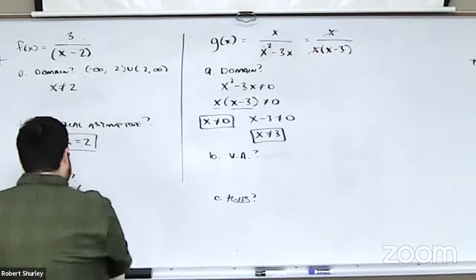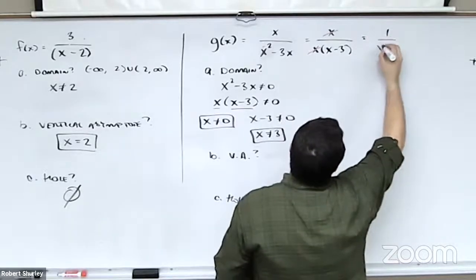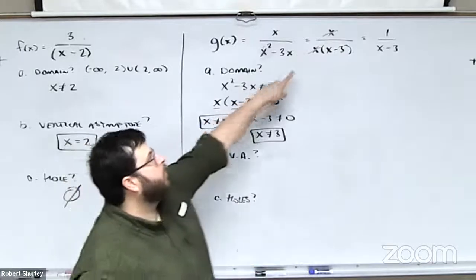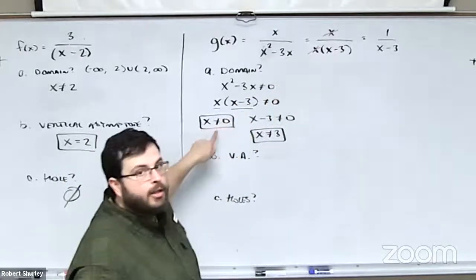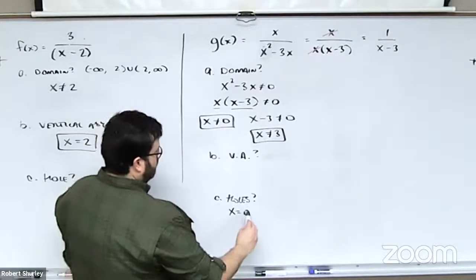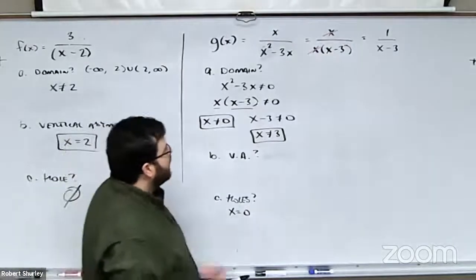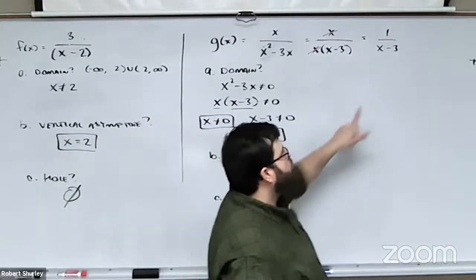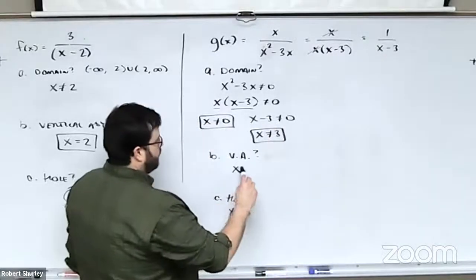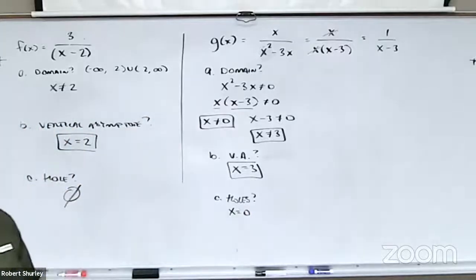So what that means, actually, let's simplify this down. So this would be 1 over x minus 3. But what that means is that x equals 0, that's where that factor came from, right? That's where that solution came from. X equals 0 is going to be a hole. We've got to find the y value. We'll do that in a minute. But that x equals 3, that didn't simplify out. So that's a vertical asymptote. So x equals 3 is a vertical asymptote.